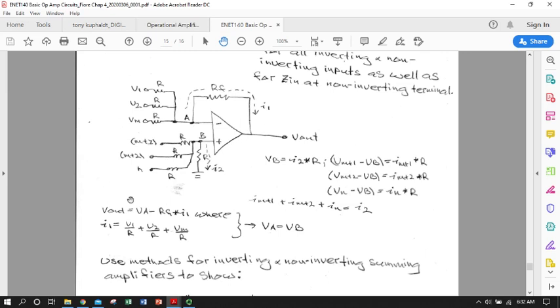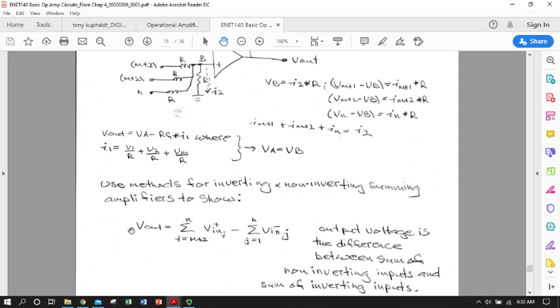this class, you will end up with this universal expression for your output in terms of the sum of all of your non-inverting voltage input signals minus the sum of all of your inverting. So it is actually the sum of all the ins going to the non-inverting minus the sum of all the ins going to the inverting. So it's a sum and then the difference of the sums.